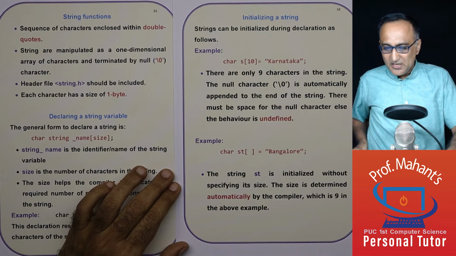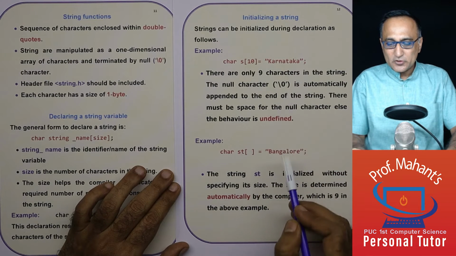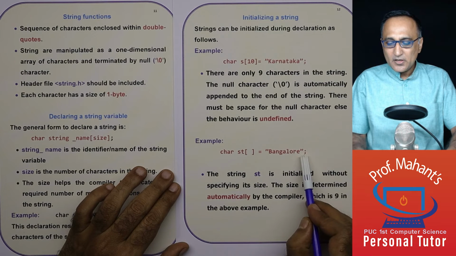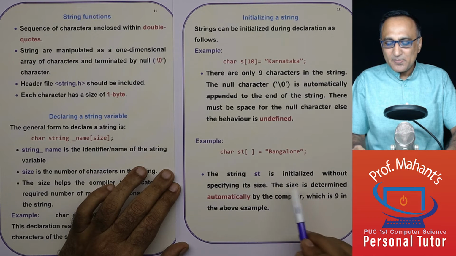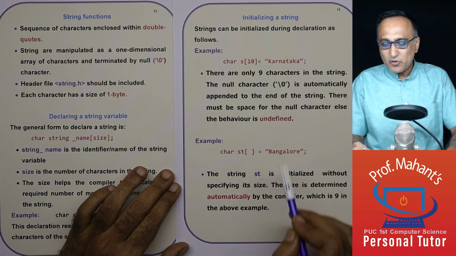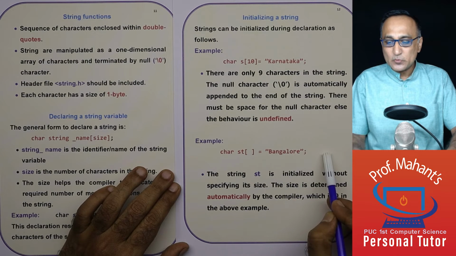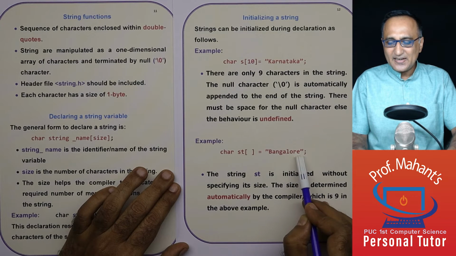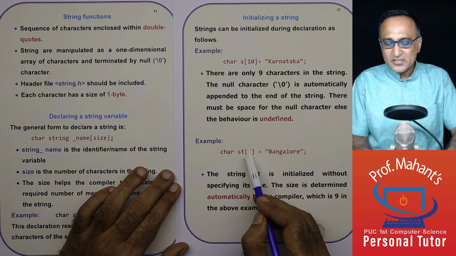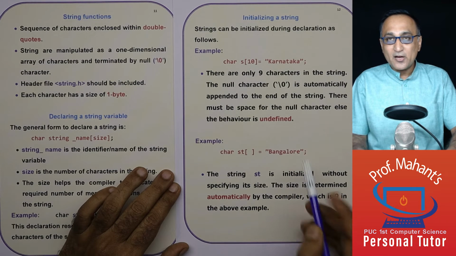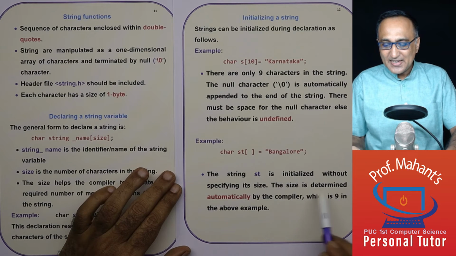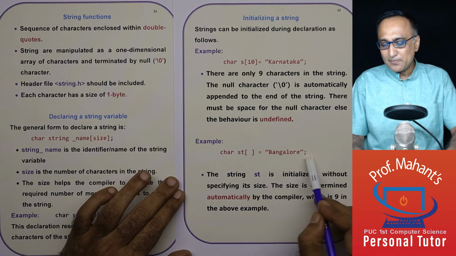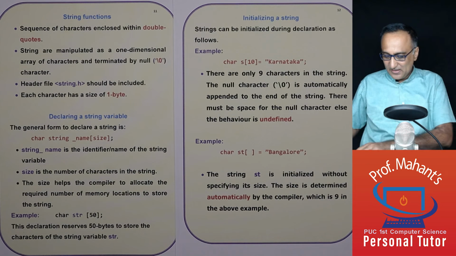Now here I have given the size and initialized, but suppose I do not know how many characters. I have done char st of "Bangalore". Automatically, st will be initialized with Bangalore and the size will be determined based on the number of characters plus 1 for the null character. So this is 1, 2, 3, 4, 5, 6, 7, 8, 9 and 10. The size of st automatically becomes 10, because 9 is for Bangalore and 1 space for the null. Size is automatically determined by the compiler because I have not specified the size, but I am initializing the data item.